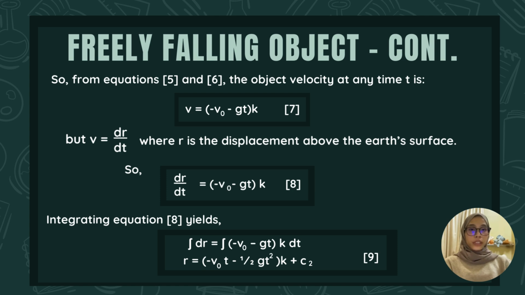But v equals dr over dt, where r is the displacement above the earth's surface. So dr over dt equals negative v naught minus gt times k. Integrating, dr equals the integral of negative v naught minus gt times k dt. So r equals negative v naught t minus 1 over 2 gt squared times k plus c2.